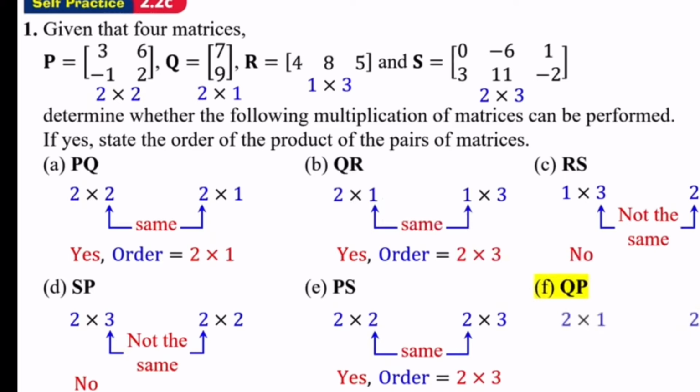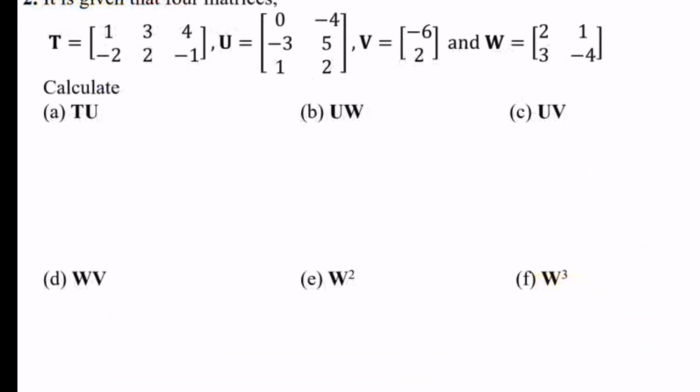Q and P? For matrix Q and P, we have 2 by 1 and then 2 by 2, not the same. So it cannot be multiplied for these two matrices. Hence we don't have to state the order of the matrix.